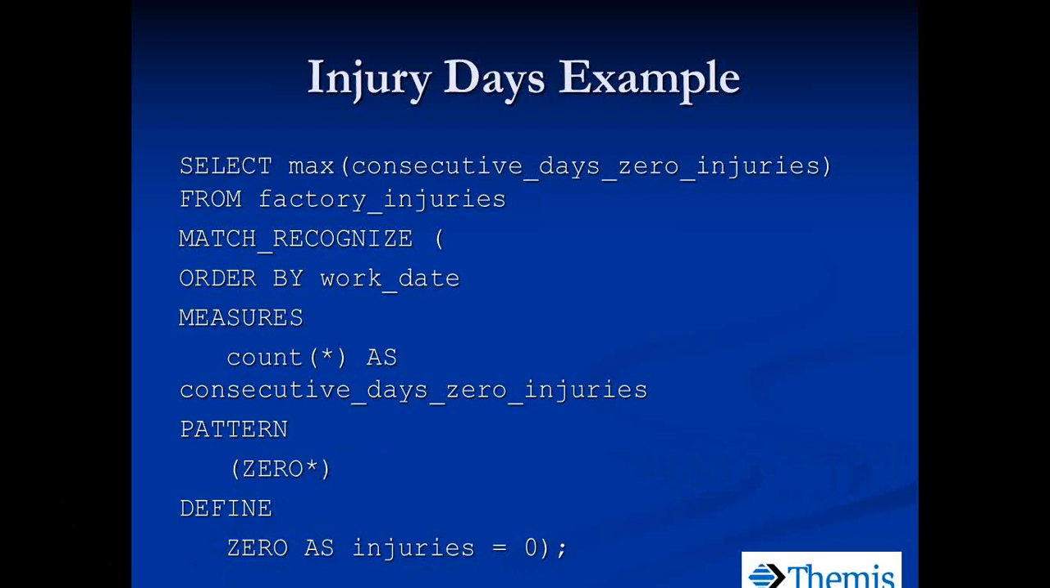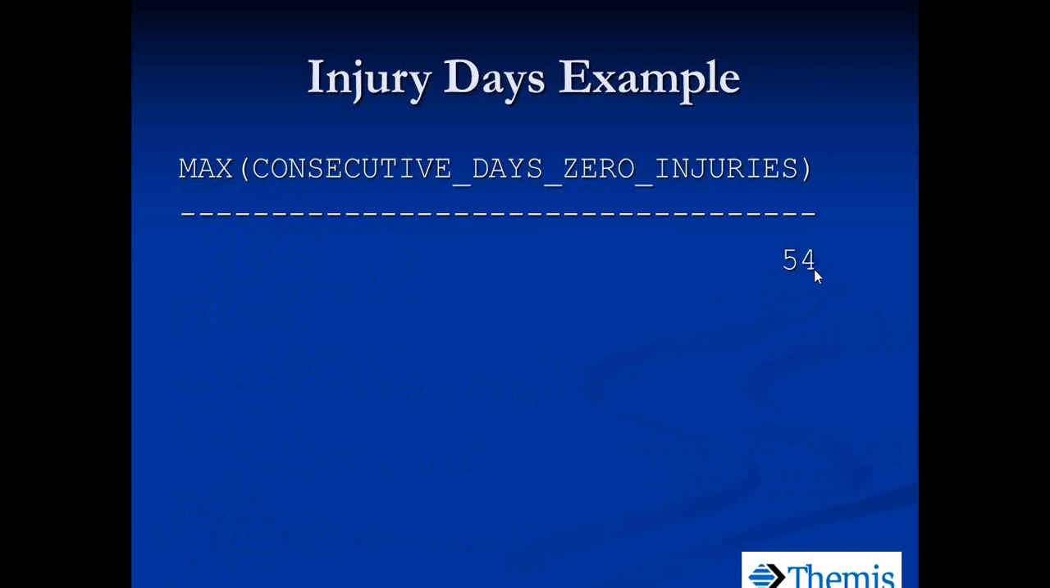Okay, and he's doing that for what? If we look at the pattern, the asterisk says zero or more. So if I hit 0000, it'll count all those as four. And if I have an injury on the fifth date, that ends the pattern. Okay, and then if we look at the output here, the most consecutive days that I had in that table was 54 days without a reported injury.